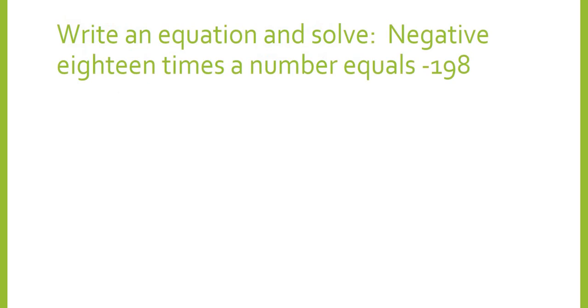Okay, one more. Let's change this first of all from verbal into algebraic, and then we'll solve using the property of division. So, -18 times a number equals -198. I'm going to choose x for my variable. -18 times x equals -198. Divide by -18, and I get x equals 11.